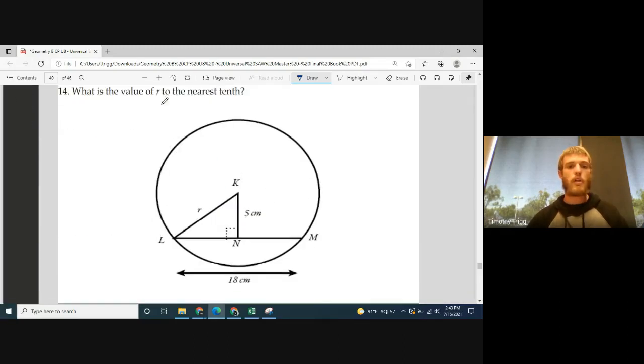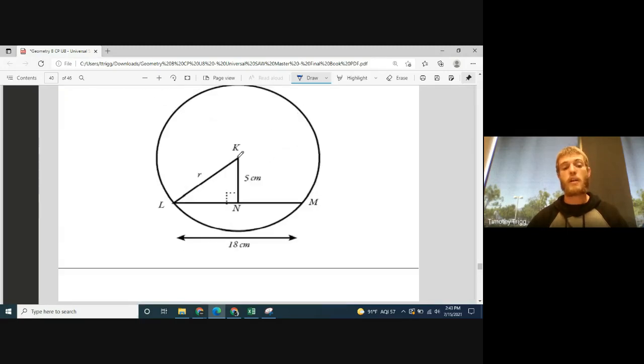What is the value of R to the nearest tenth? In this case, we're trying to find the length of the radius here, R. That's the distance from K to L. Now, what kind of shape do we have right here? Well, a triangle. More specifically, it's a right triangle. So how do we find a missing side length on a right triangle? Hopefully you know by now, it's the Pythagorean Theorem. This is when you have two side lengths of a right triangle and you're missing the third.